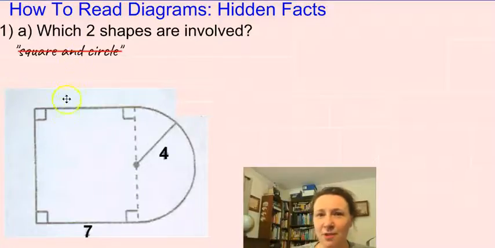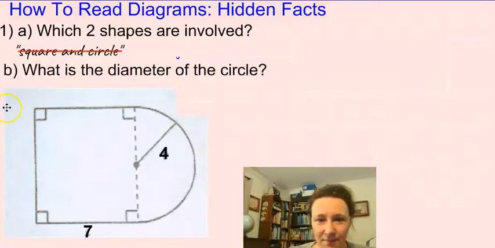I bet that some of you said that the shape was made out of a circle and a square. I dare to argue that it is not the fact, and I think that I can prove it to you. If we look into this diagram together, let's ask ourselves, what's the diameter of this, what you think is a circle?